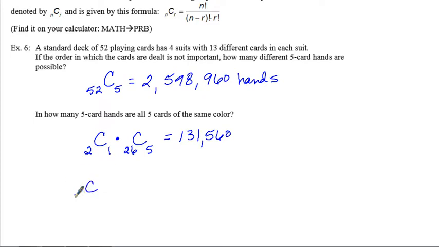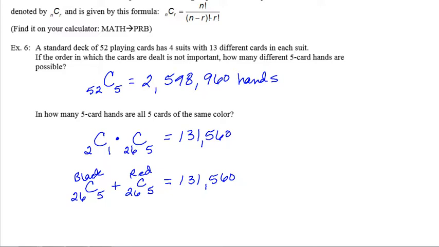If you need to look at this differently, think about it this way. You have a combination. Out of 26 black cards, you could get 5. Plus, out of 26 red cards, you could get 5. We're going to add those 2 different options for combinations together. And again, you'll get 131,560. Either way you look at it, you'll get down to what you need. A 5-card hand of blacks, or a 5-card hand of reds. Those are all the different combinations we could have.